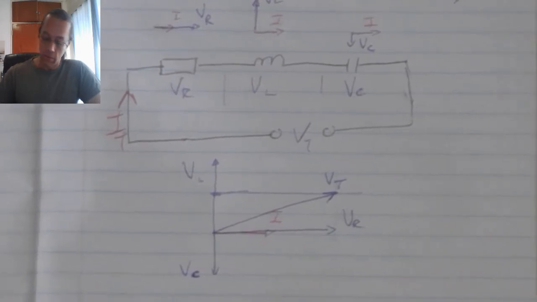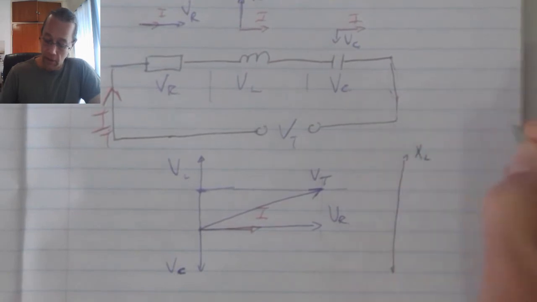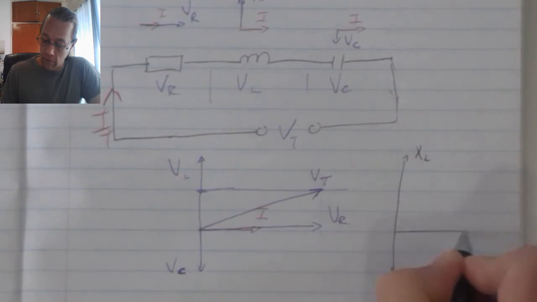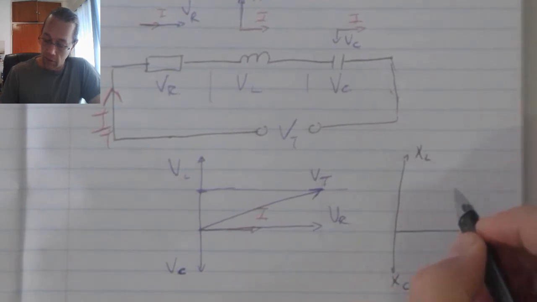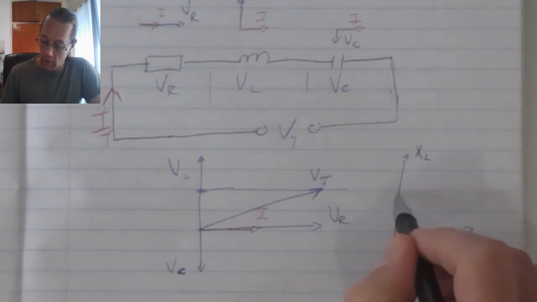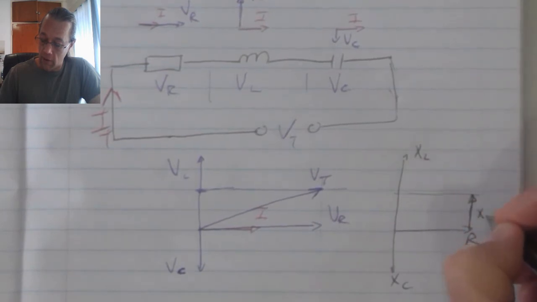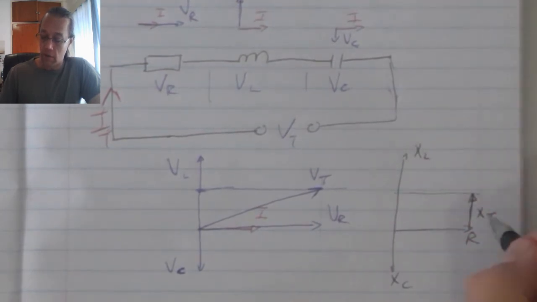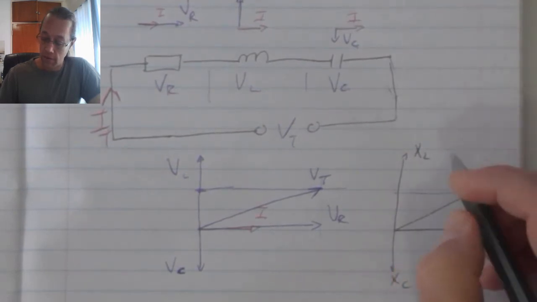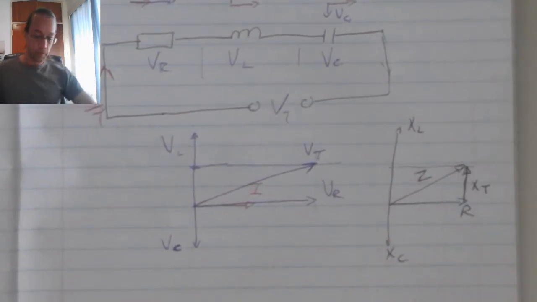The impedance diagram will be exactly the same. XL above, XC underneath. Then we will have R on the horizontal. When we subtract those two from each other, that gives us that point over there. That represents the total reactance, XL minus XC, and my impedance will be shown on the diagonal like that.